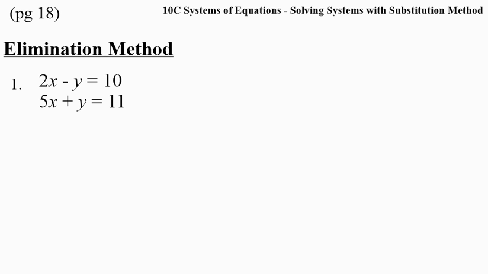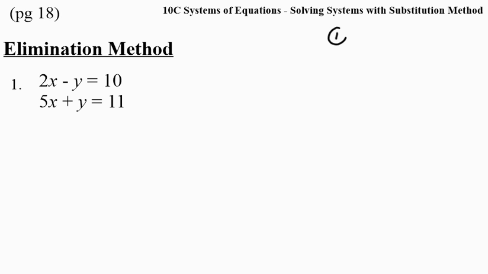So let's jump into it. The elimination method of solving a system of equations. Here we go, page 18 of the notes. Two equations make it a system, and two different variables, an x and a y, make it a system of equations.